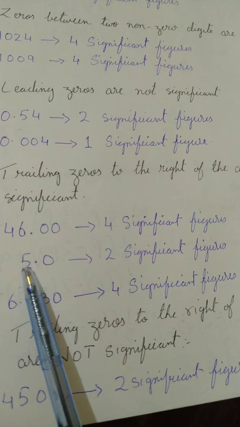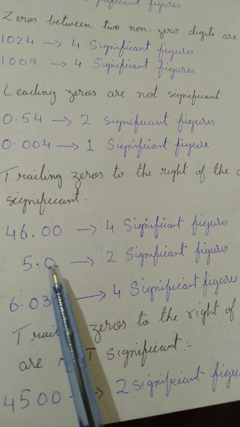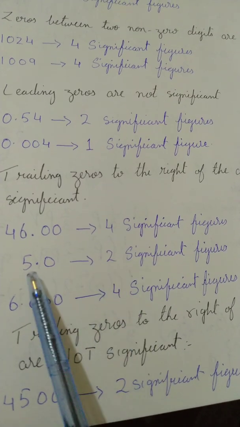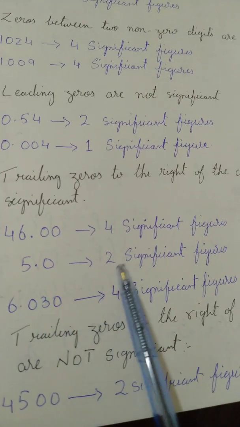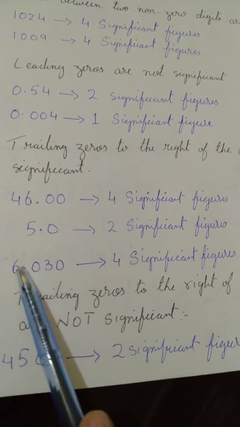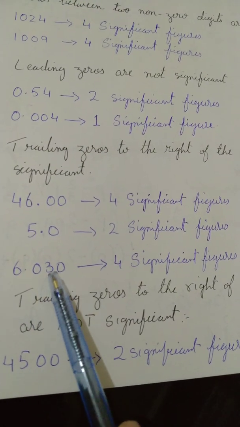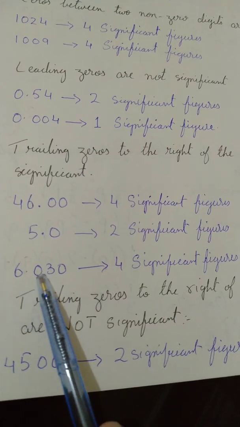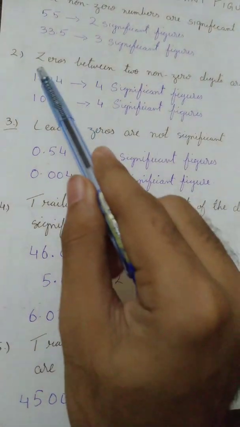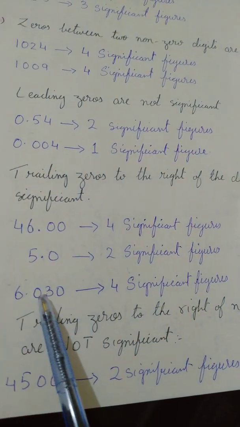5.0: 5 is significant because it's a non-zero number, and 0 is a trailing 0, so it will also be considered significant. So 5.0 has 2 significant figures, 5 and 0. Same goes here, 6.030. 6, and this 0 is between two non-zero numbers, which was discussed in rule number 2, so this will be considered significant.